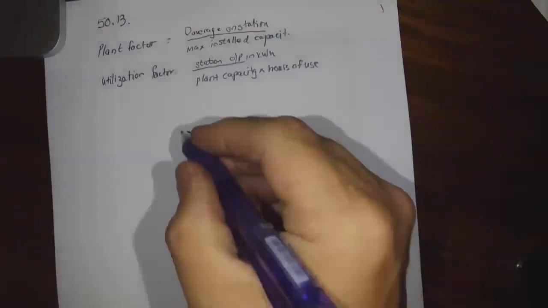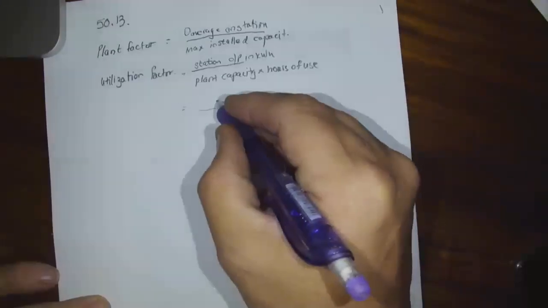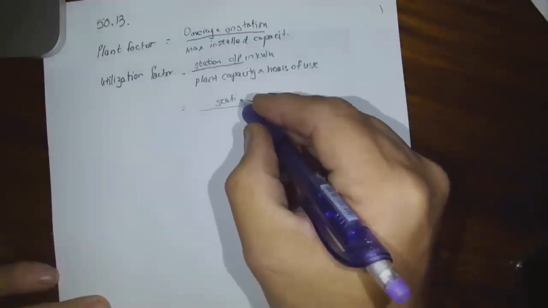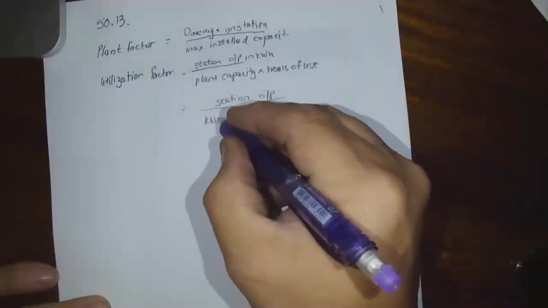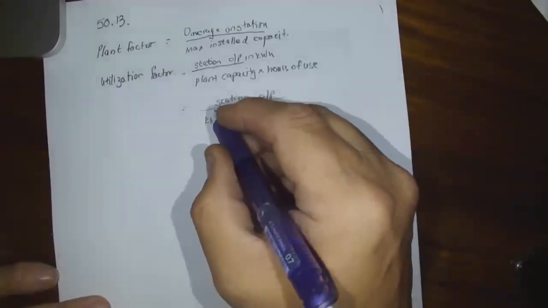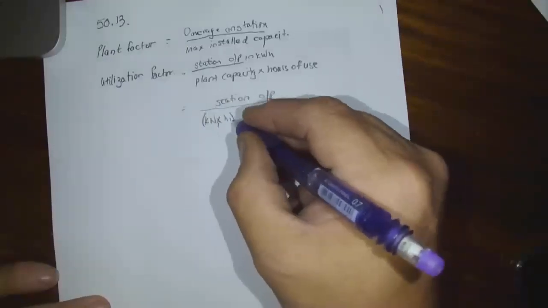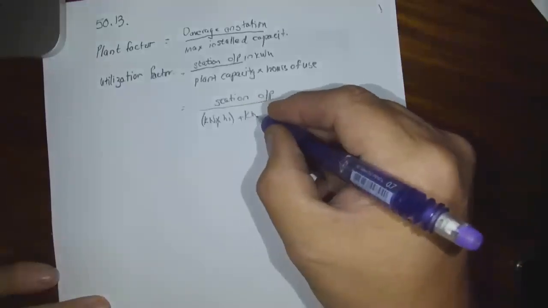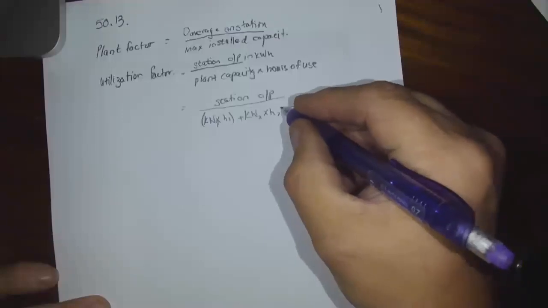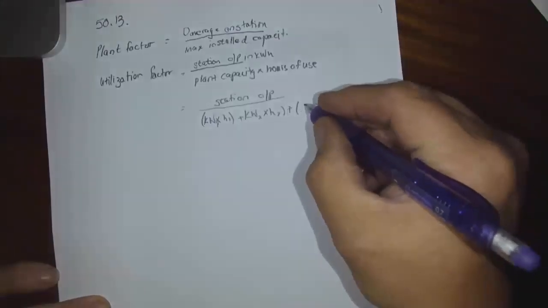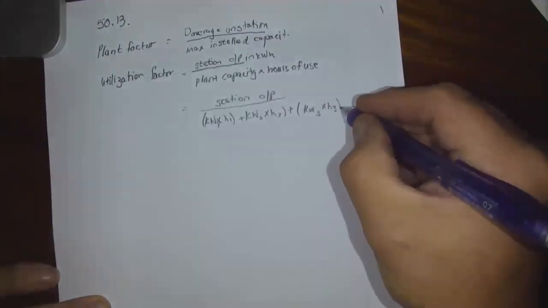Okay, they say if there's more than one plant, then it will be the station output divided by the kilowatt of the first one plus the kilowatt of the second one times the hours that it operated, plus the third one kilowatt times the hours that it operated.